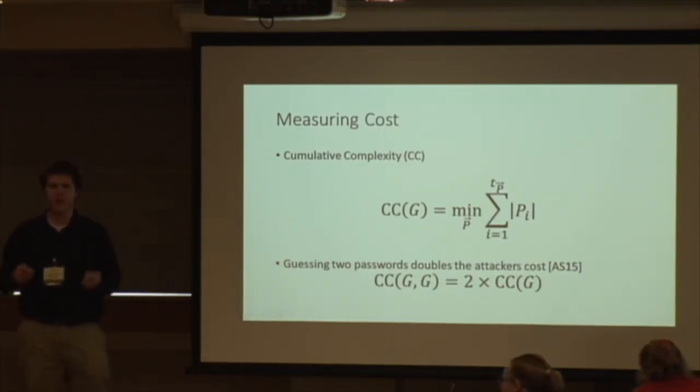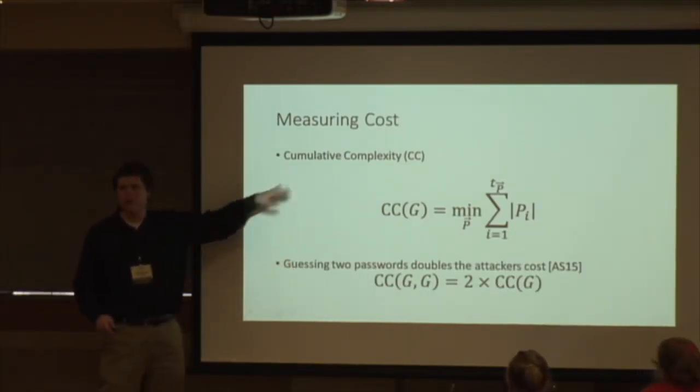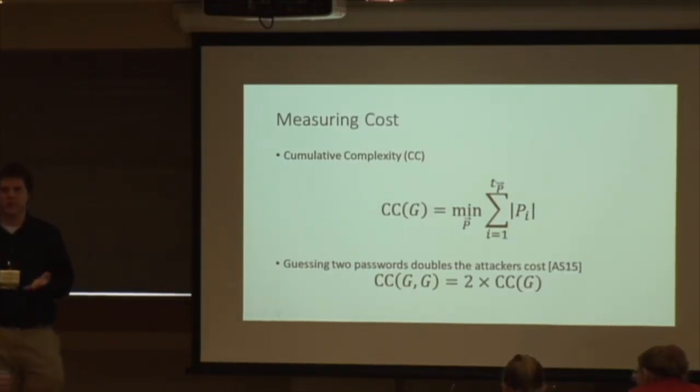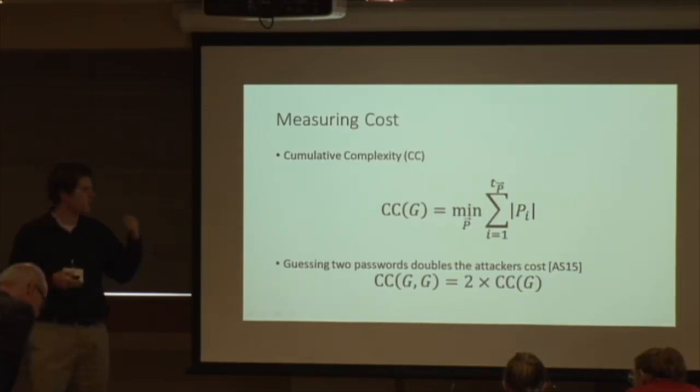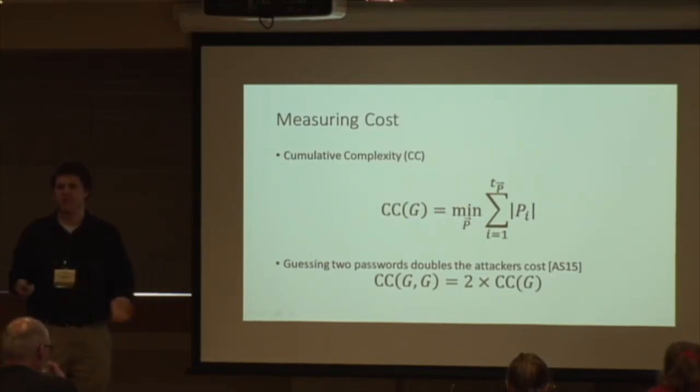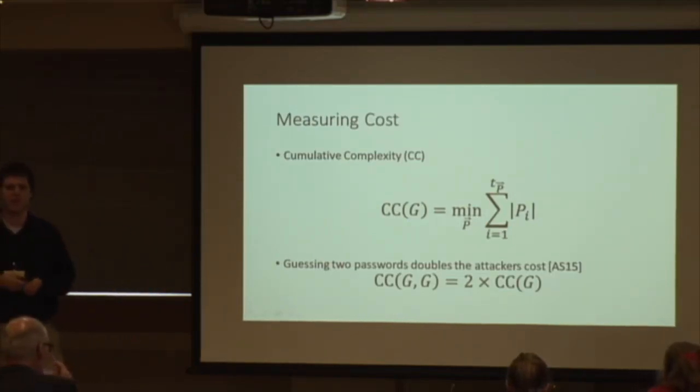So if pebbling this graph once corresponds to checking one password guess, if you want to check 2 password guesses, you have to pebble this graph twice. And the cost of pebbling this graph twice is 2 times the cost of pebbling this graph once. So that means if the attacker wants to check 1,000 guesses, his costs are 1,000 times the cost of computing this function once.